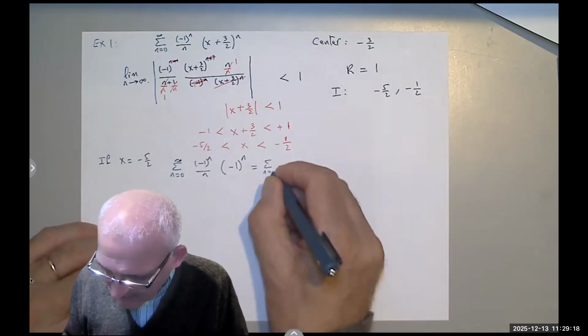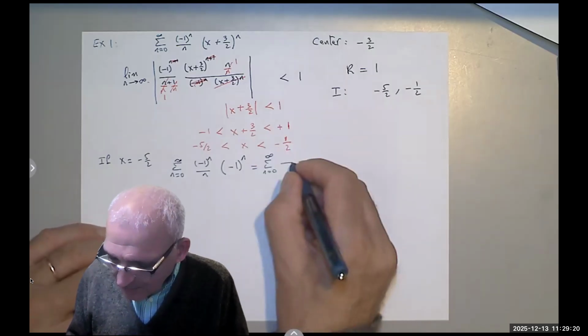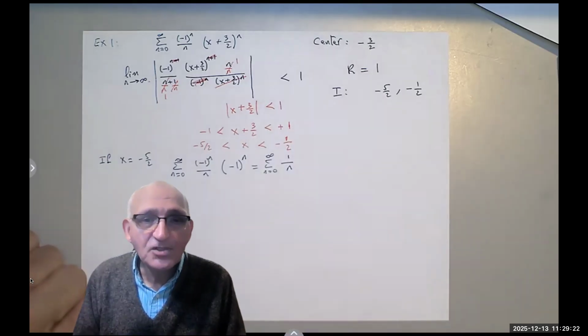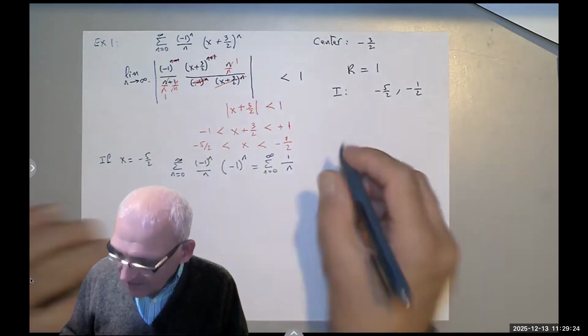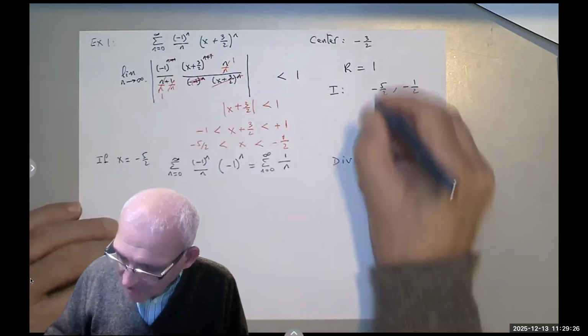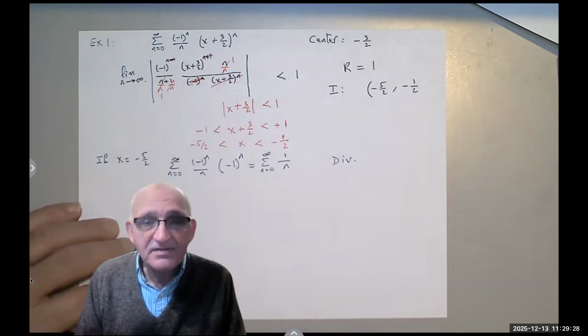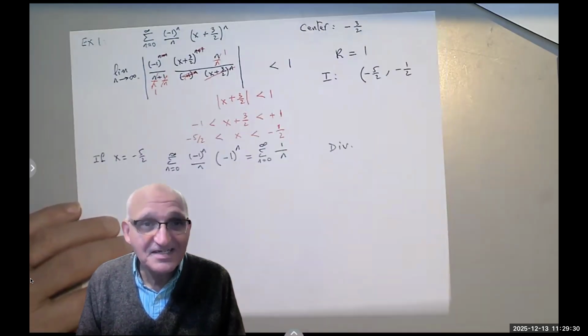So what do we get? Remember what I said last session? We get the harmonic series. You don't have to prove anything. You say it diverges. So this is a parenthesis. See how easy it is?